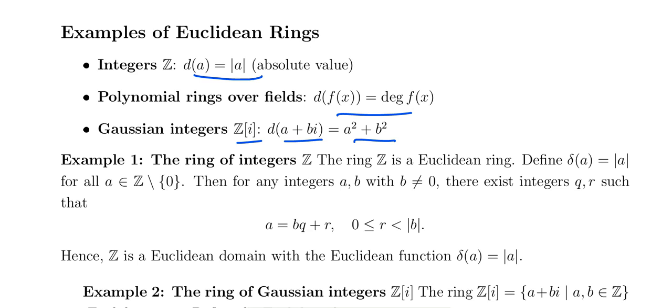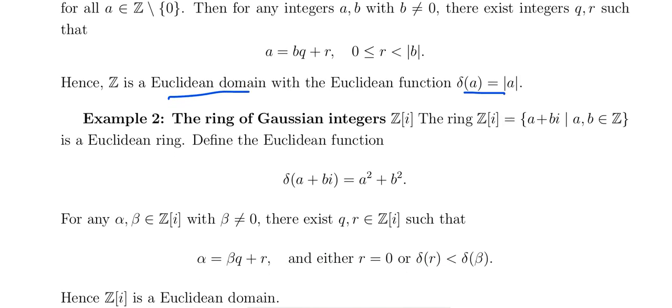So the ring of integers, that is the ring Z, is a Euclidean ring. When you define modulus of a, for all a belonging to the non-zero values, that is a belongs to Z minus 0, then for any integers a, b belonging to Z with b not equal to 0, there exist q, r such that a equals bq plus r with the condition r is greater than or equal to 0 and less than mod b. So Z is the Euclidean domain, with Euclidean function del of a equal to mod of a.